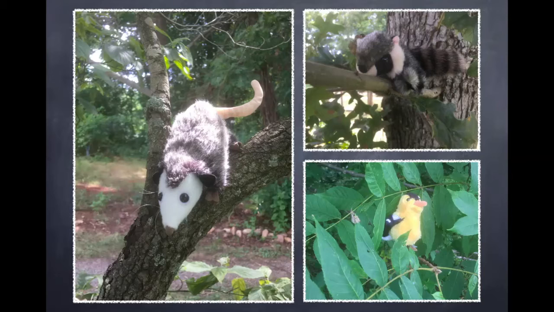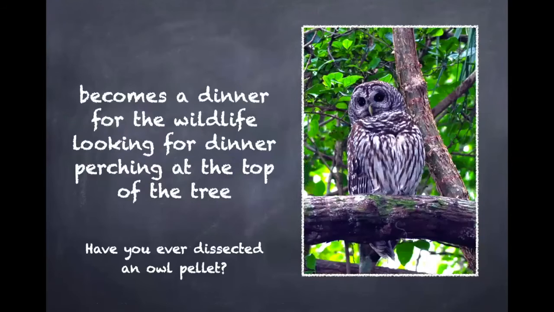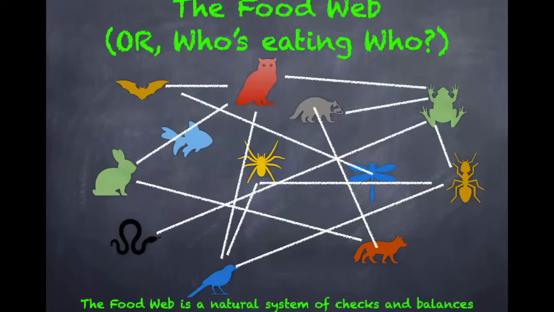I'm sure you can see by now that there's a lot of interconnectedness between the species that live in the tree. And sometimes the wildlife enjoying dinner at the bottom of the tree becomes the dinner for the wildlife looking for dinner that may be at the top of the tree or around the tree. All of this is part of the food web. The food web is a natural system of checks and balances to keep populations in line.